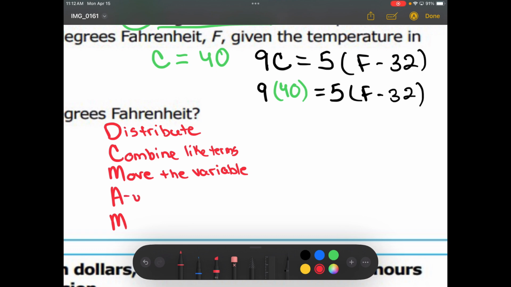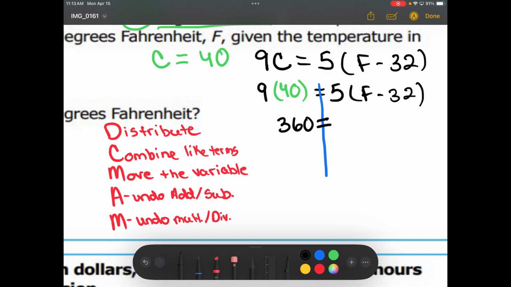A, undo what? Addition and subtraction. And then M, undo what? Multiplication and division. For D, distribute. Do you see parentheses on either side of the equal sign? Yes. Now on the left side, it's just 9 times 40. You just multiply that out. What's 9 times 40?